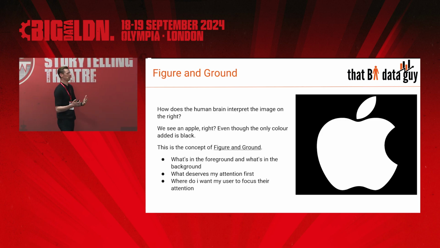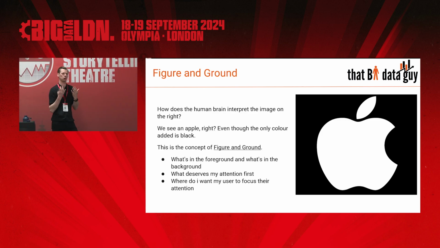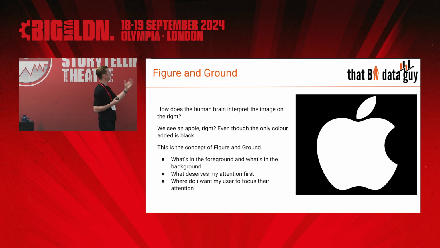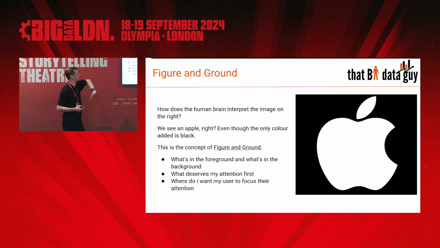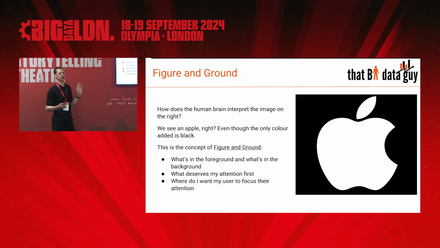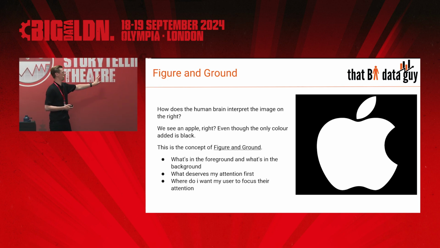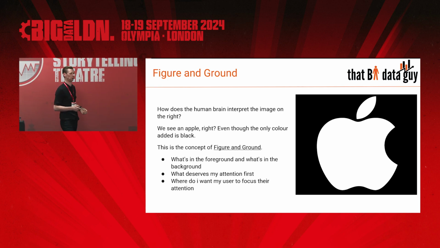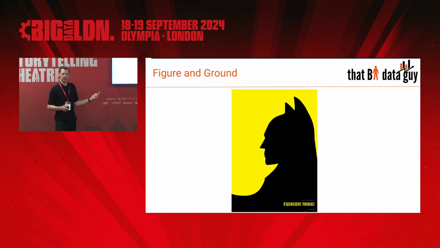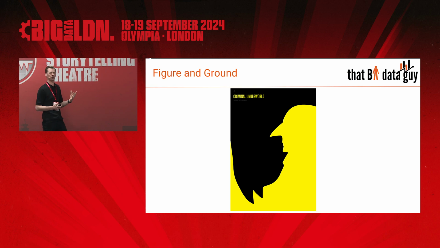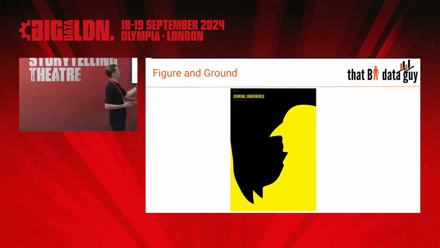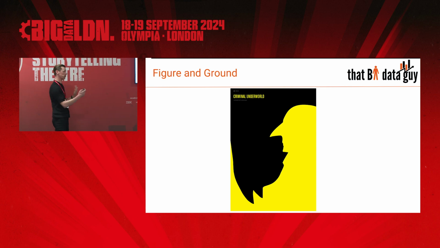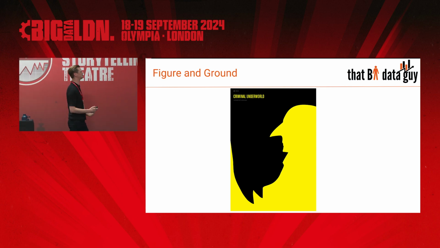So figure and ground, it's about what your brain pushes to the back and pulls to the front. Everybody sees the apple here, but actually the only colour added there is black, and your brain is pushing the back to black and pulling the apple forward. Everyone sees Batman. But did anybody see my silhouette of the penguin and my big nose here? No, because, and now you see it, right? It's just because your brain is pushing colours to the back and the front.